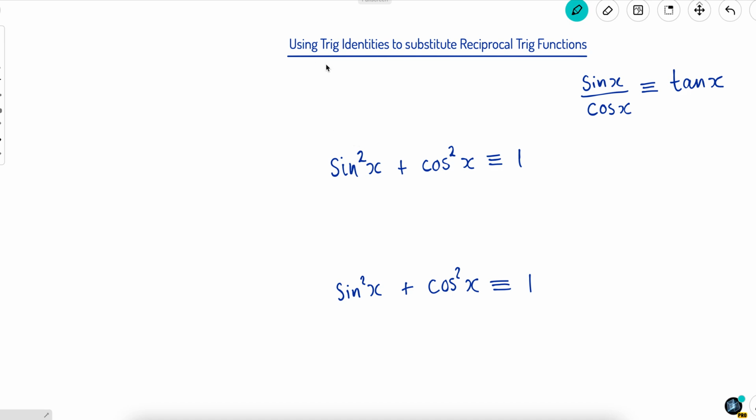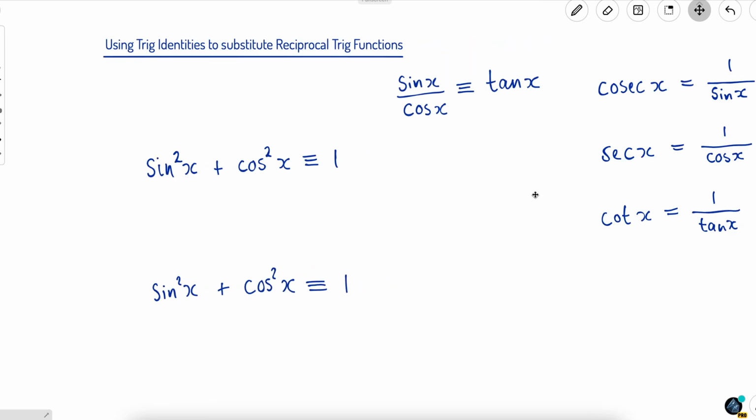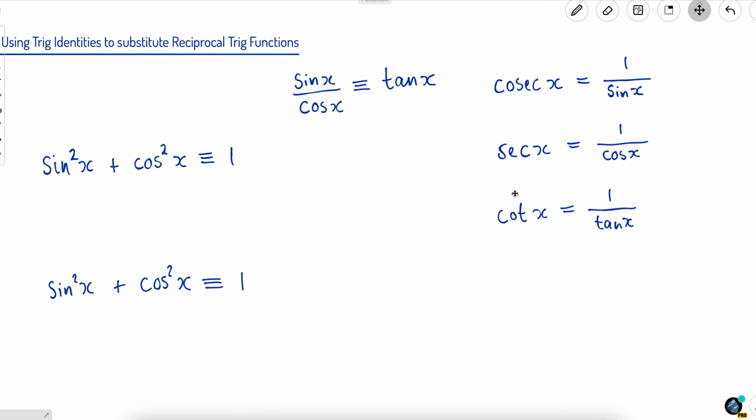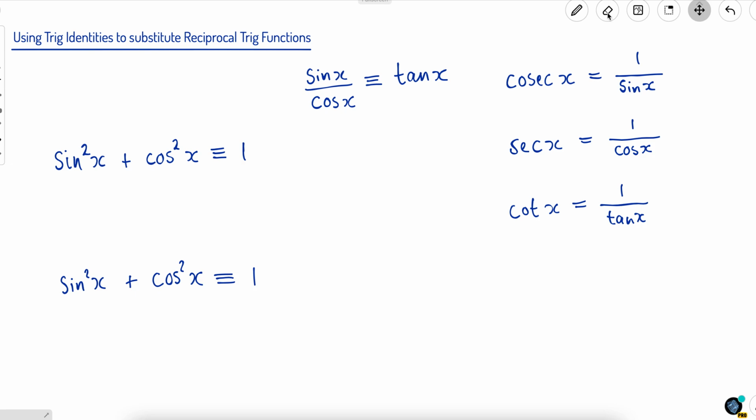I'll show you how to use the trig identities to substitute for the reciprocal trig functions. I'll be using the Year 1 identities along with these reciprocal functions here. Now, if you don't know these already, the way to remember them is to look at the third letter in each of these functions here, and it matches with the first letter of these reciprocals.